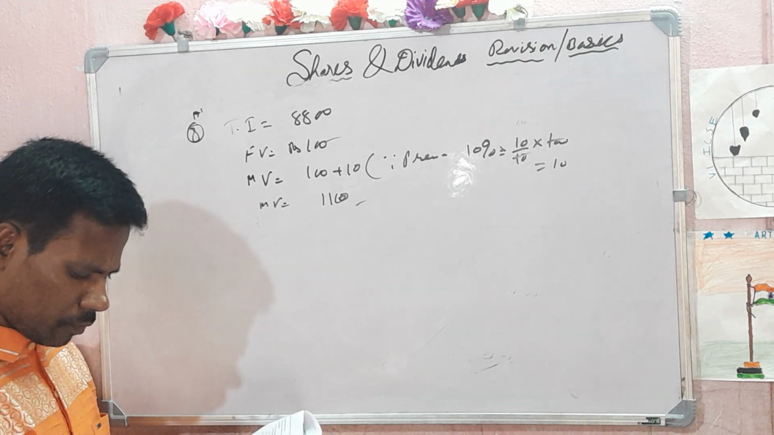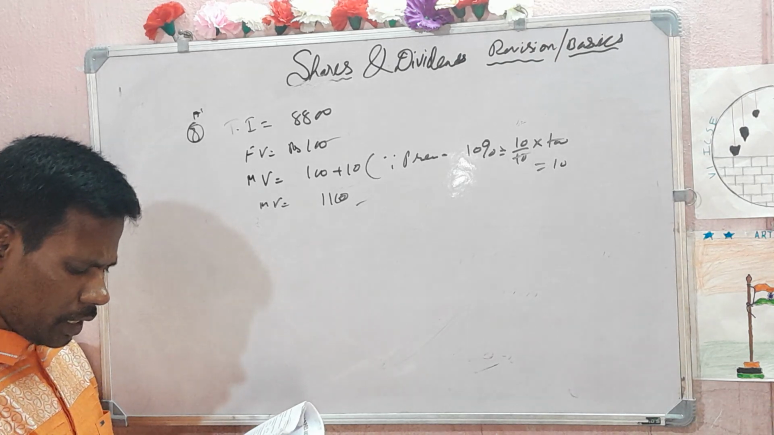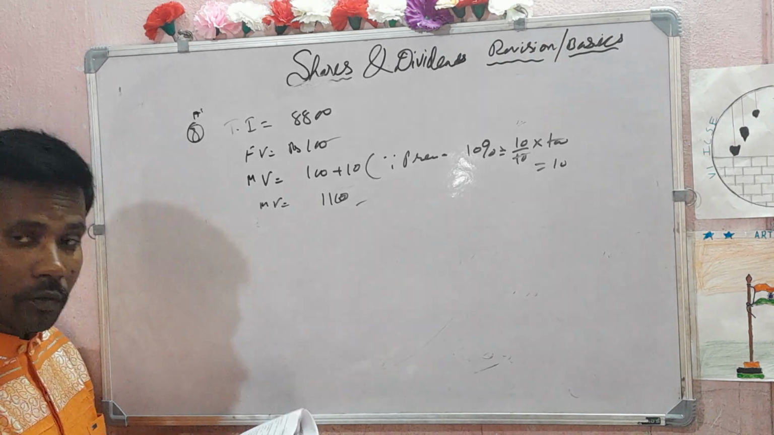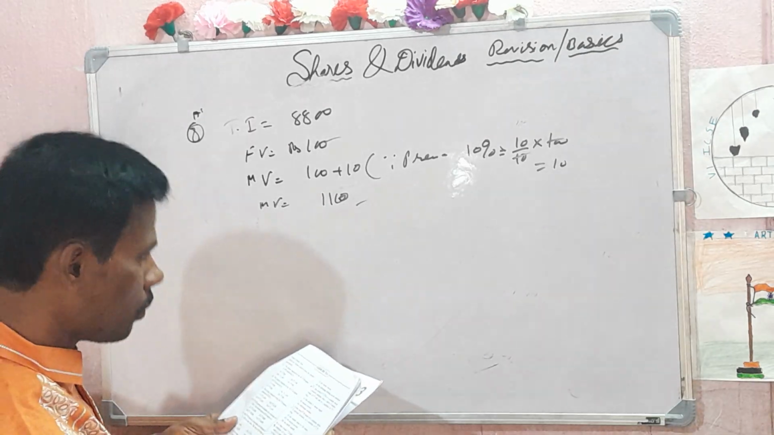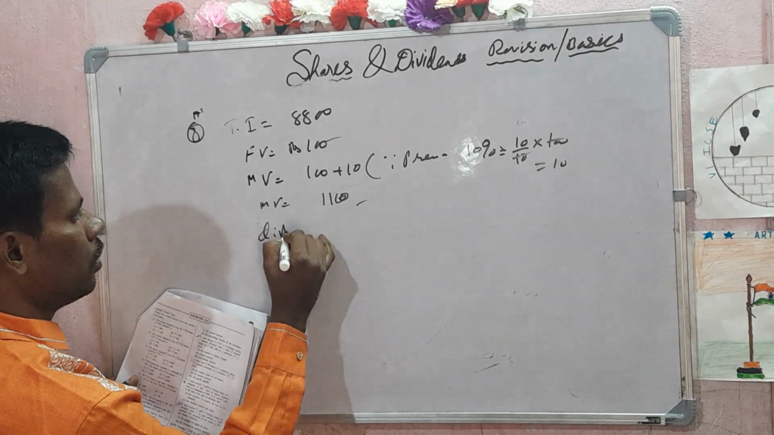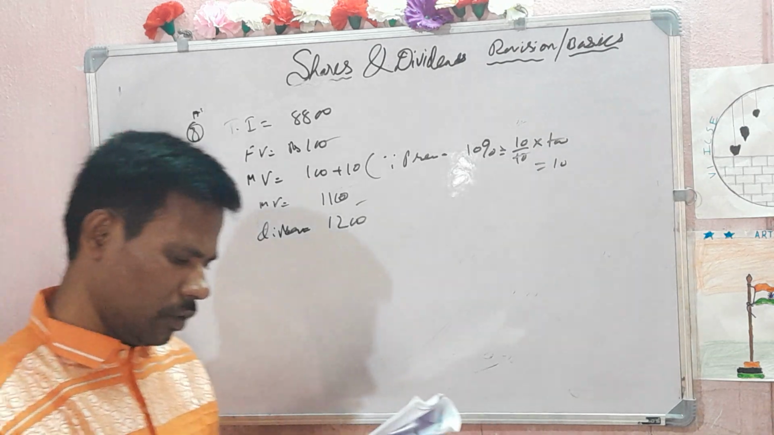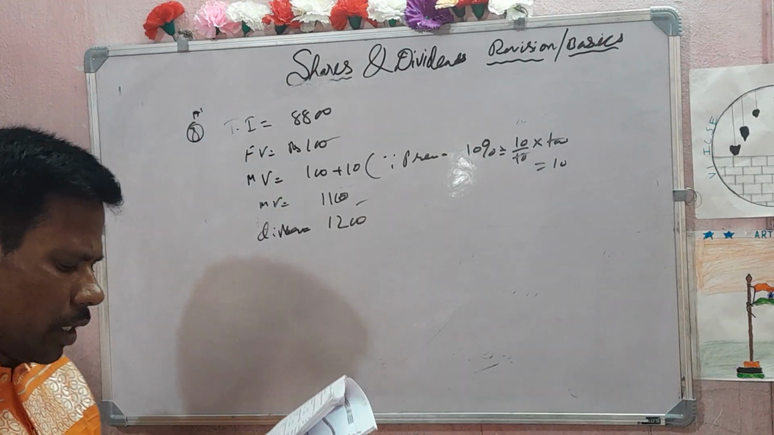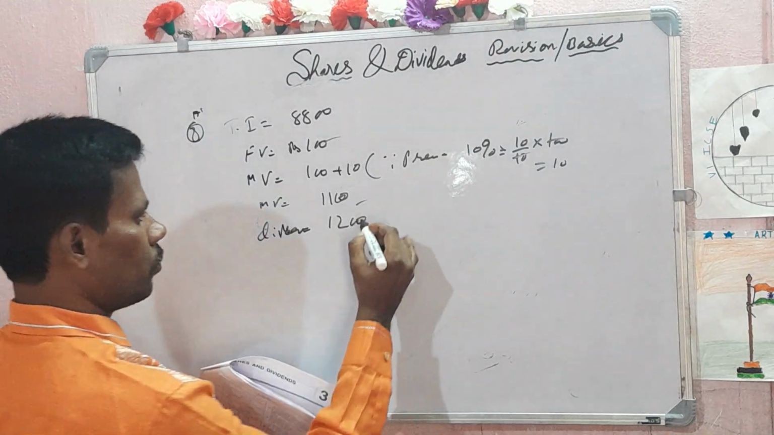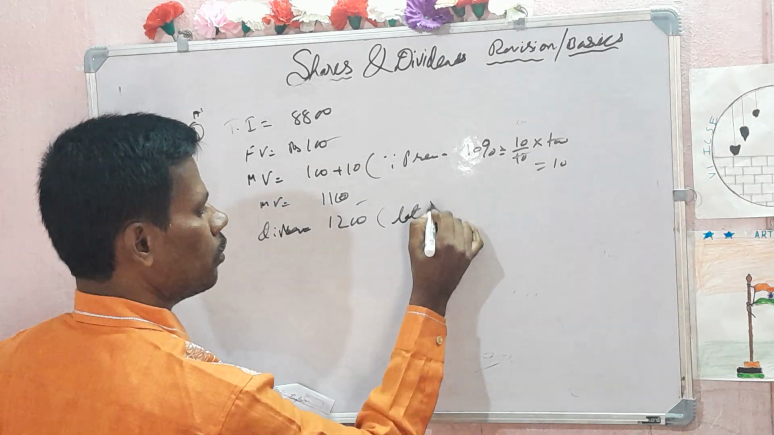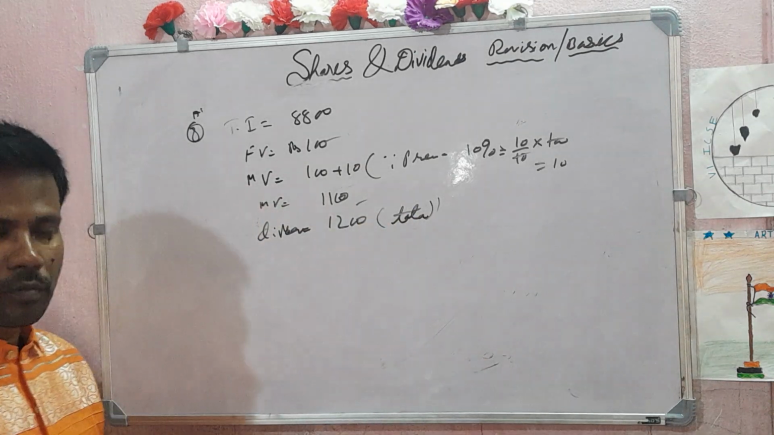Next one. If he earns a dividend at the end of each year, the dividend is given as 1,200. Right. Now what do we have to find? This is the total dividend at the end of each year.